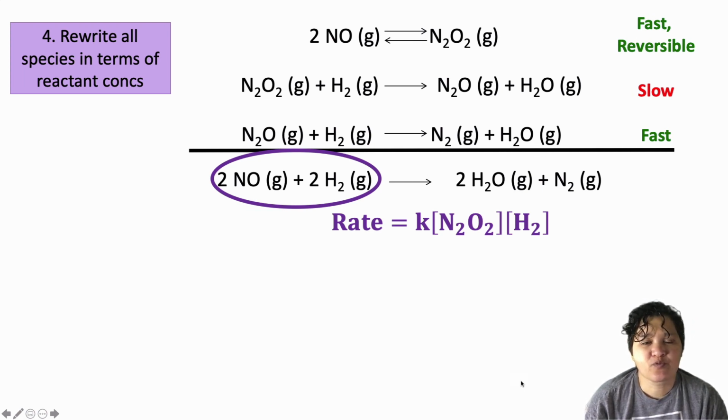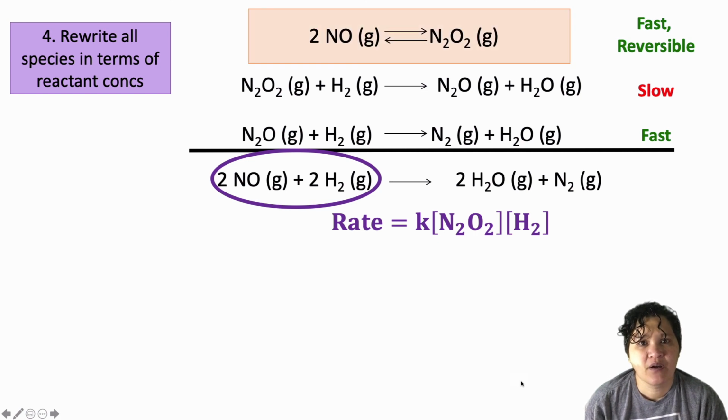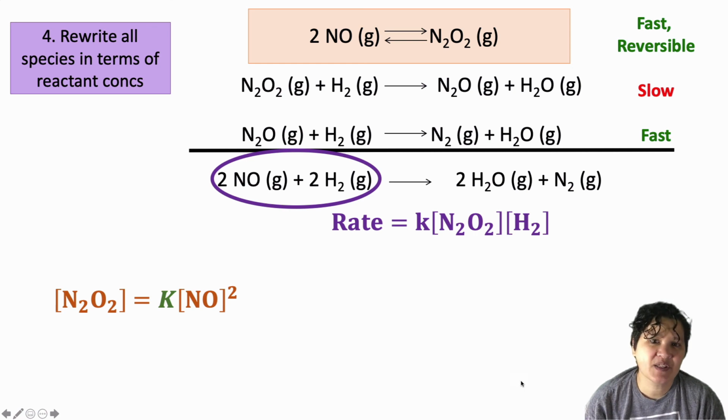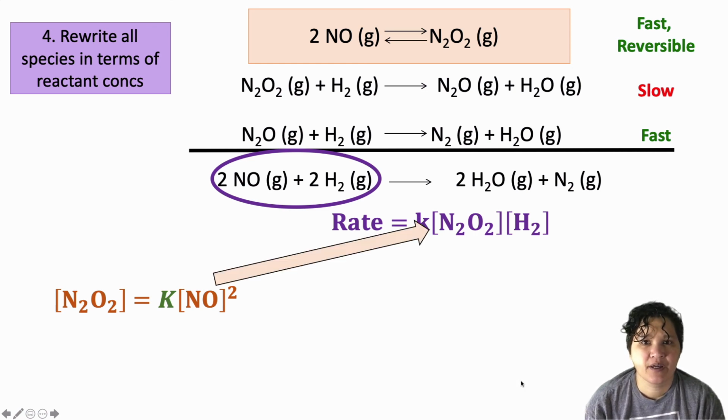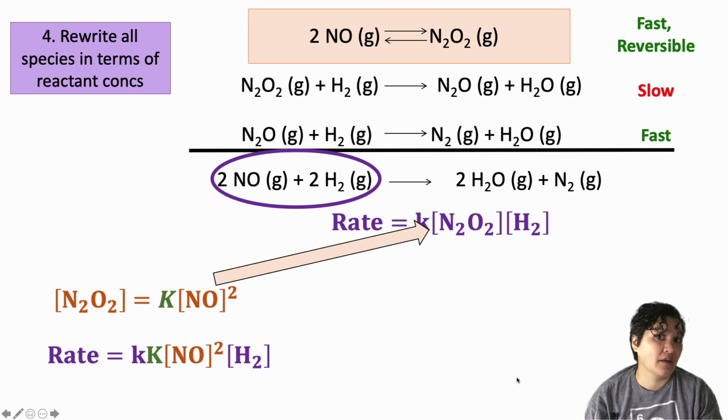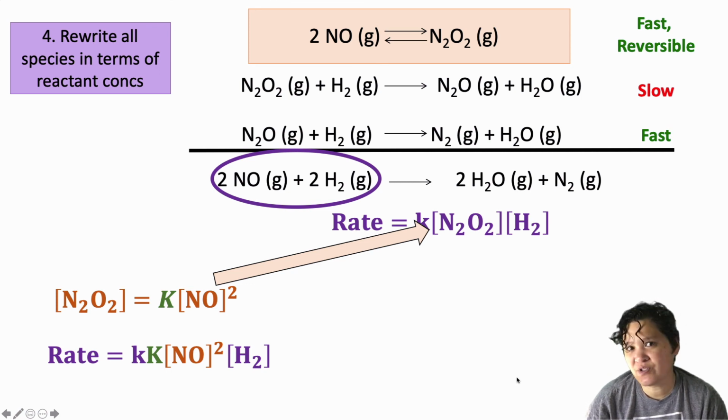And what we want to do is rewrite this rate law so it only uses the reactants in the net equation. The key to doing that is in the first step. All of the N2O2 here is created from NO reacting with itself. So the concentration of N2O2 is going to be some constant times the concentration of NO squared. Plug that into our rate law, and we get this. Right now, we have 2 constants, the purple K from our original rate law and the green K that we get from the relationship between the NO concentration and the N2O2 concentration.